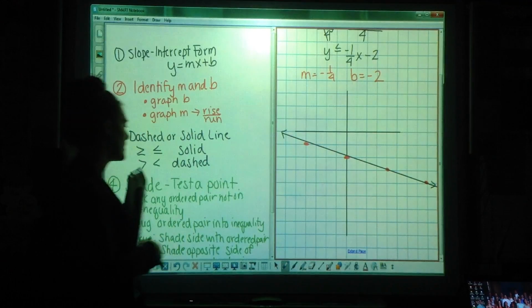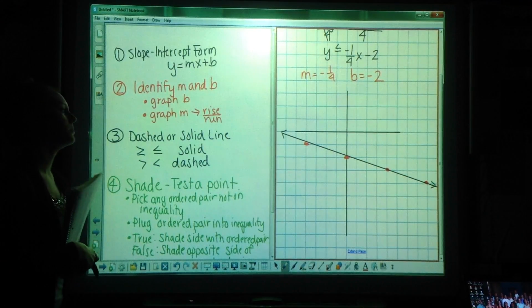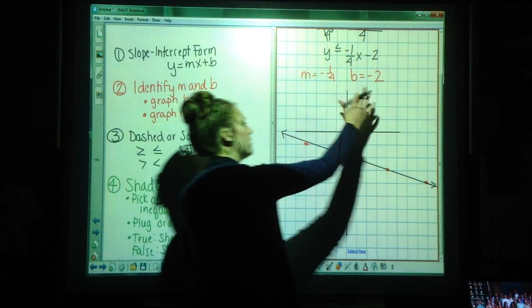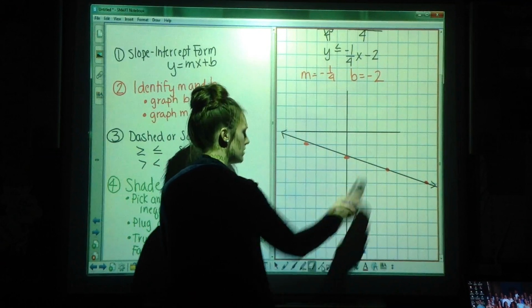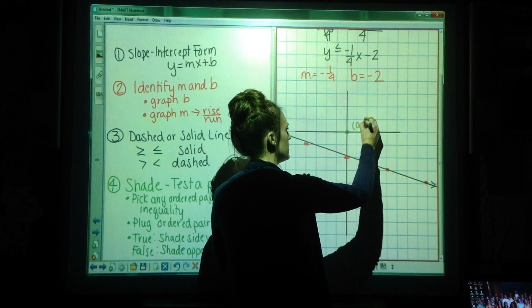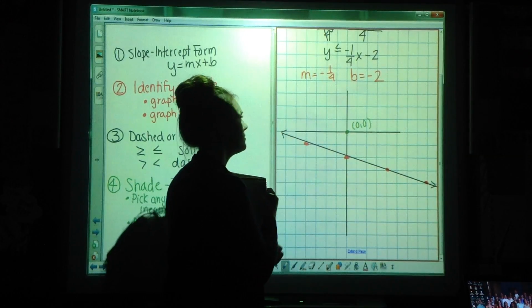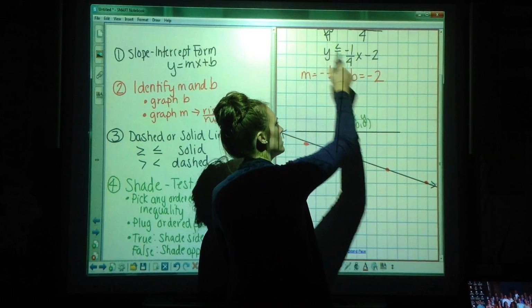And then I have to decide if I'm going to shade above it or shade below it. My answers are going to be the shaded region above or the shaded region below. To do that, I'm going to test a point. I'm going to use 0, 0. I'm going to plug that back into the original. This is my x value. This is my y value.